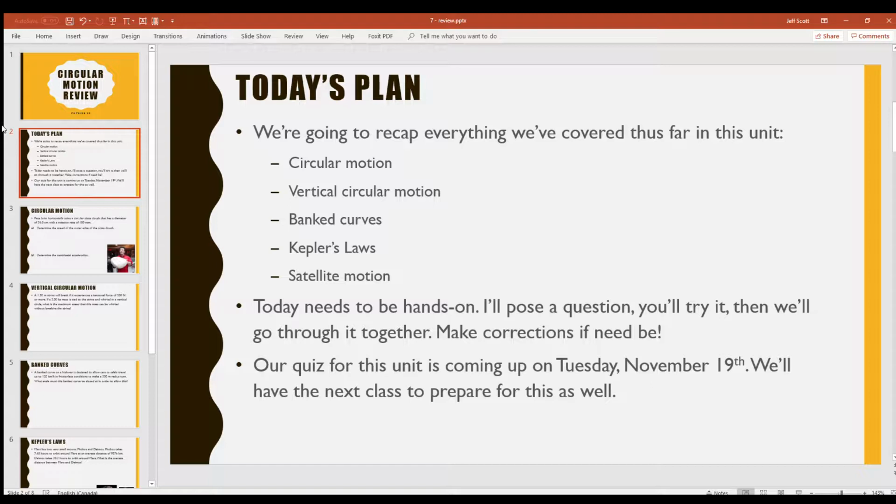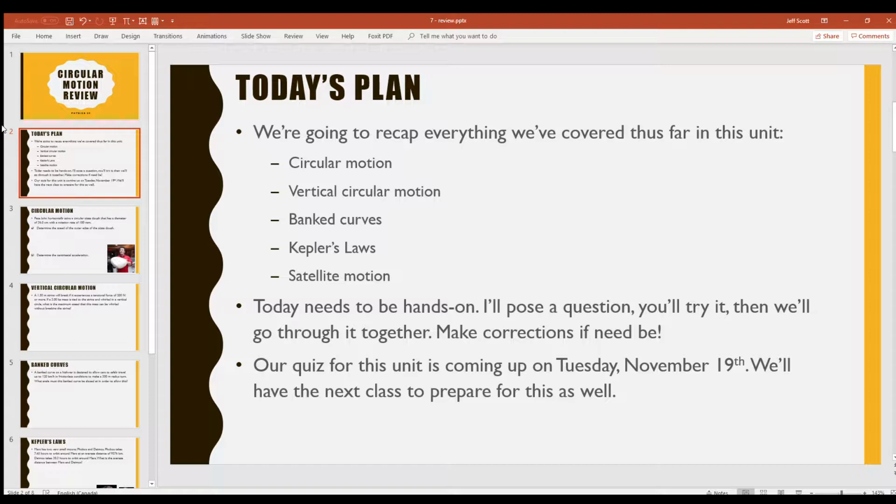Today needs to be hands-on. So in other words, I'm going to pose a question here. You're going to have to try it on your own or in a small grouping, and then we're going to go over it together. So we'll pause the video, and of course you'll go through the question on your own, and then we'll go over it together. What I'd like to see today is if you have a separate color pen, so that when you finish doing the question the first time around, you go over it with another color pen, so you can mark your own corrections. That'll let you know exactly where you might need to practice a little bit more.